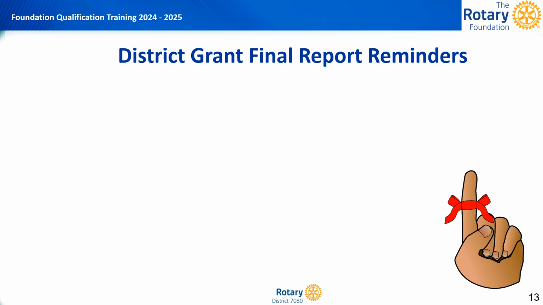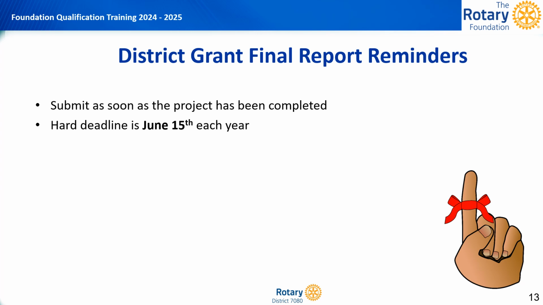A few important reminders. The sooner you complete your project and submit your final report for approval, the better. The final report submission deadline is June 15th each year. If you miss that deadline, the grant funds will be returned to the Rotary Foundation and you will not be reimbursed. This is important as we must submit our final report to the Rotary Foundation, including any unused funds, before the Rotary Foundation will release the following year's grant funds. If we are late submitting our report, it will delay all clubs from starting their next year's project.